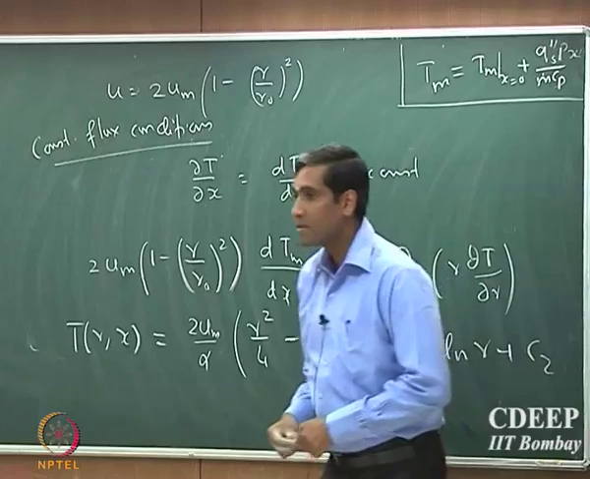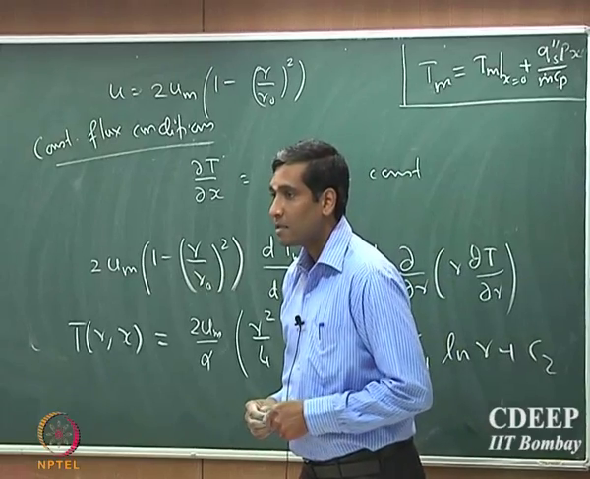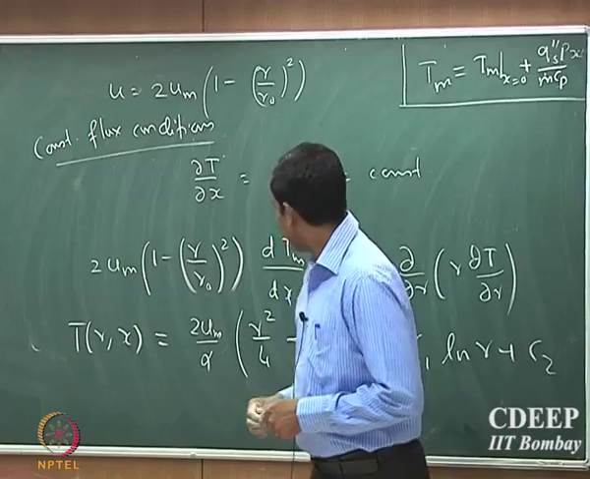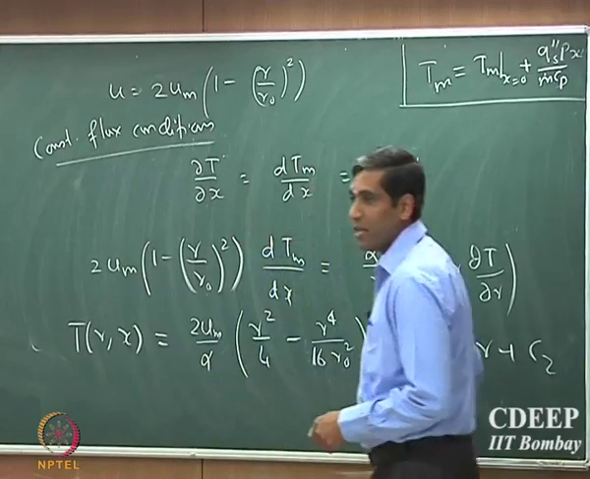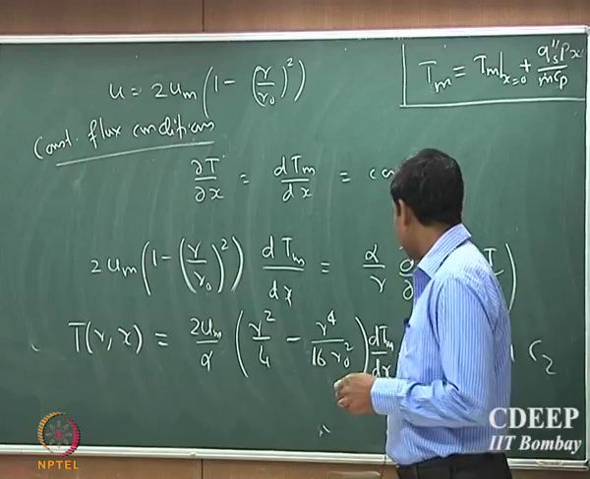dT/dx? From here, dT/dx will be, why is that?